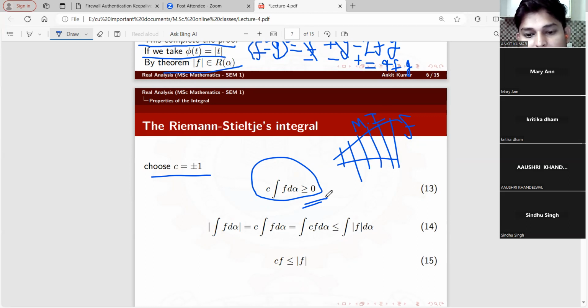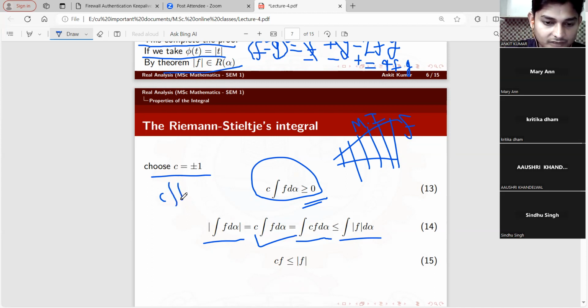After using this property, we also say that the modulus value of the integration of f d alpha, that is c times the integration of f d alpha, is always less than or equal to something. How is this possible? First of all, just look here, c times the integration of f d alpha.